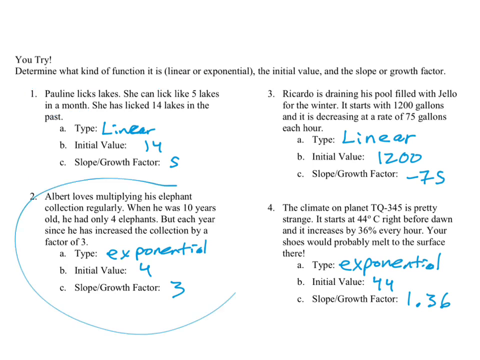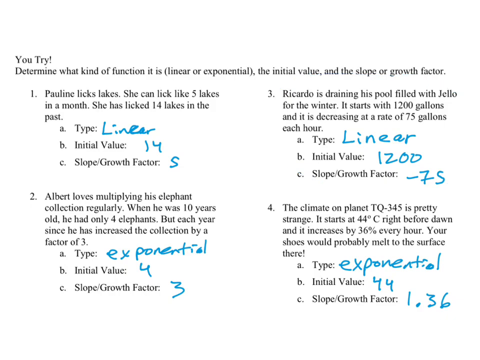On number two, this one here is exponential. And I know that because we're increasing by a factor of 3. That means you have to times by 3, and so that lets me know it's exponential. He started with 4 elephants, so that's our initial value, and then the growth factor is going to be 3 because it's increasing by a factor of 3.